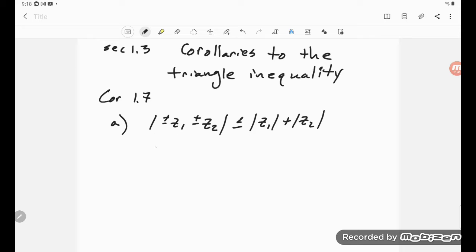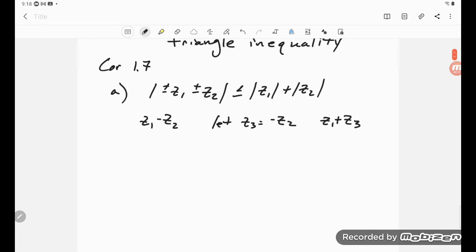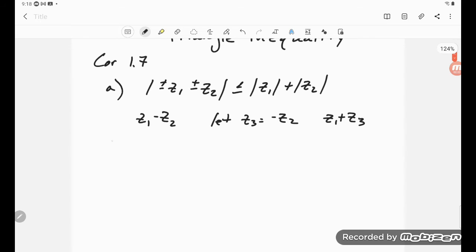And the reason that follows pretty easily is, if I were given something like Z1 minus Z2, well, just let Z3 equal negative Z2, and now you've got Z1 plus Z3, right? So Z1 plus Z3, and that will have to behave by the triangle inequality. And so, to get that proof, you just make a quick substitution.